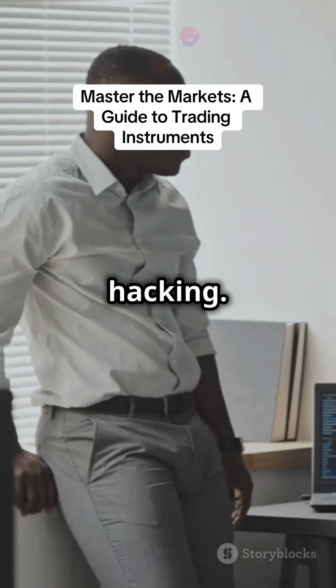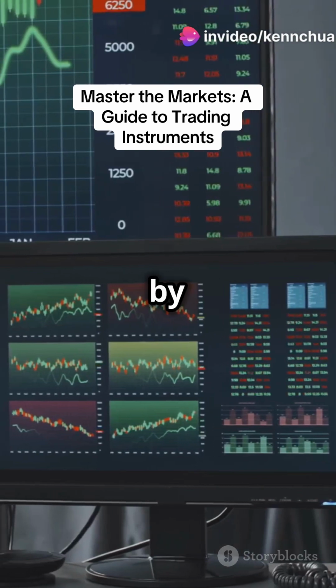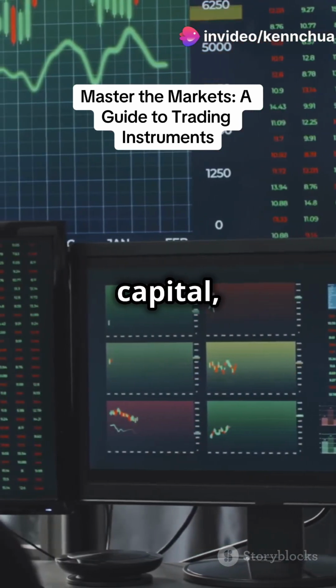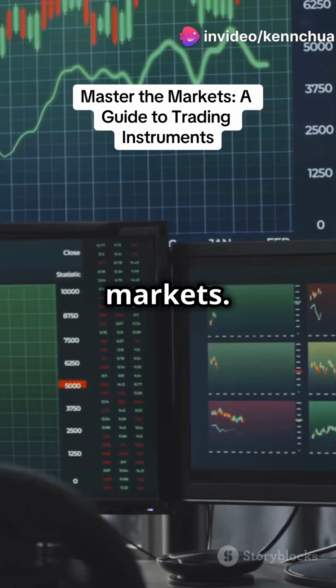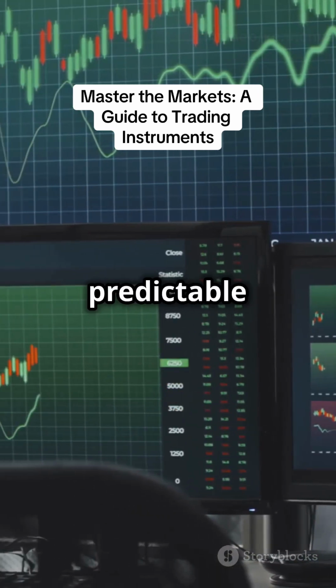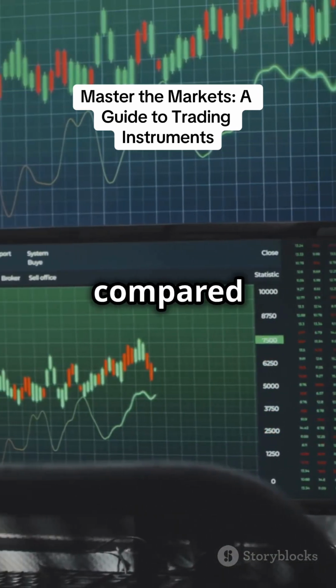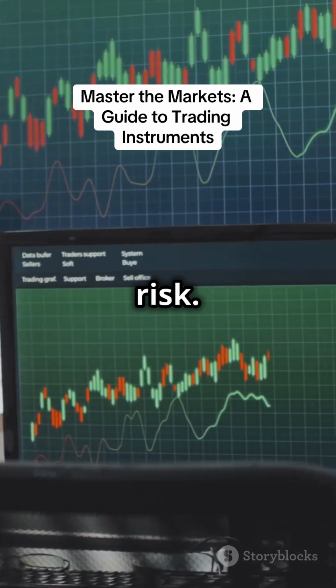for fraud and hacking. Bonds are debt securities issued by governments or corporations to raise capital, traded on bond markets. They generally offer lower risk and predictable returns, but have lower returns compared to equities and face interest rate risk.